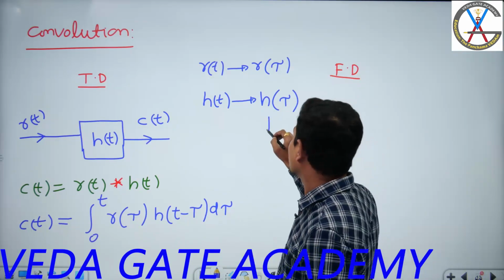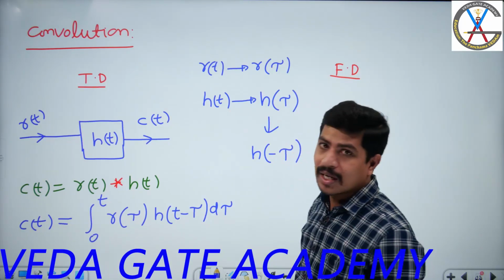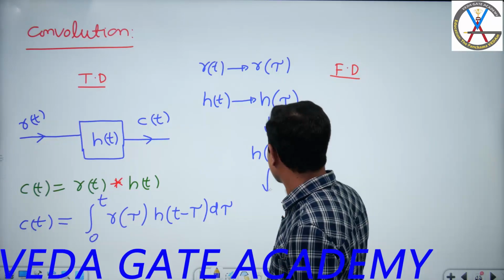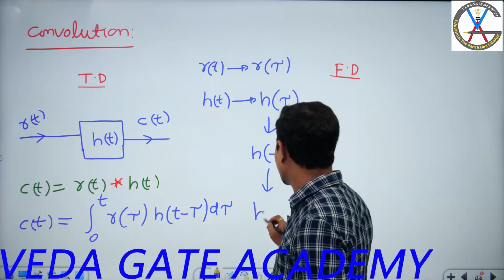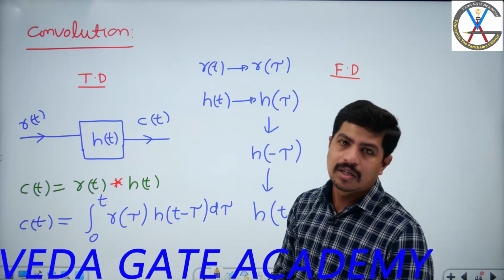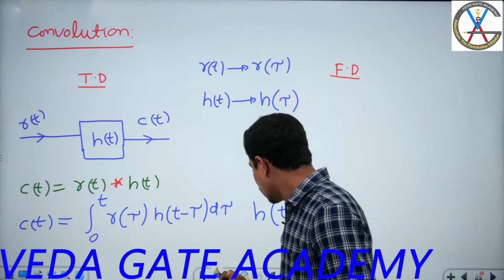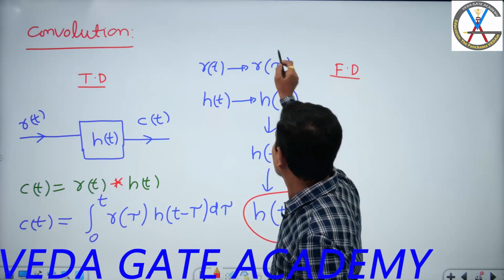Then what to do? Time reverse it, giving h of minus tau. What is the next step? After time reversal, shift by a value of t. Then what do we get? h of t minus tau. Yes, we got this one. Now we have r of tau and h of t minus tau.